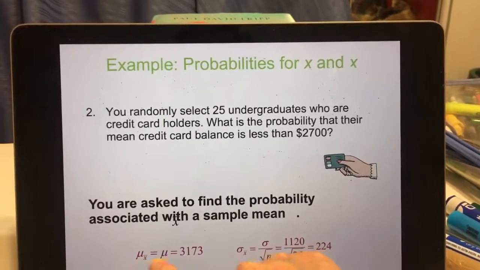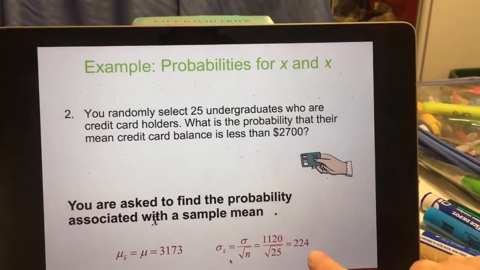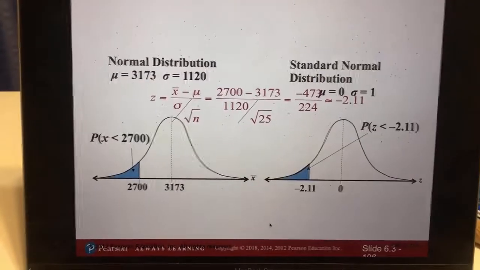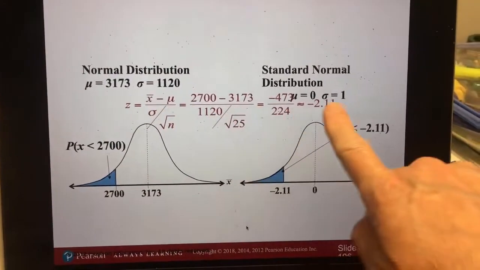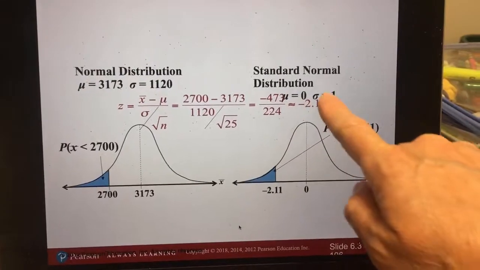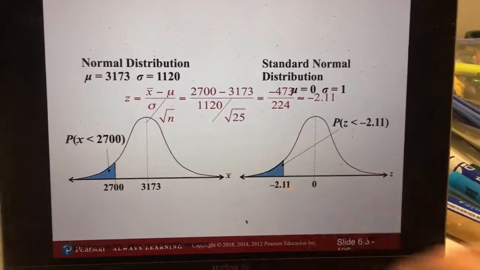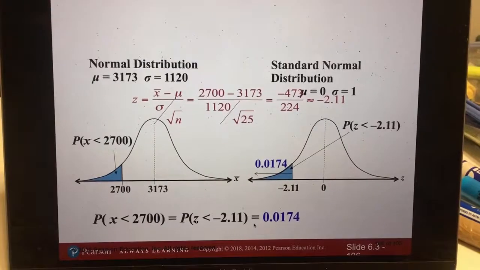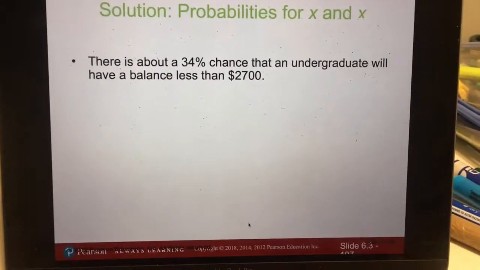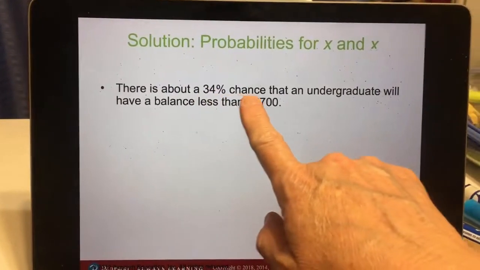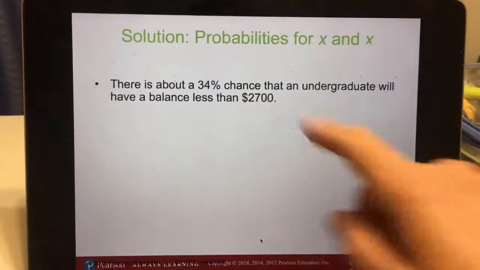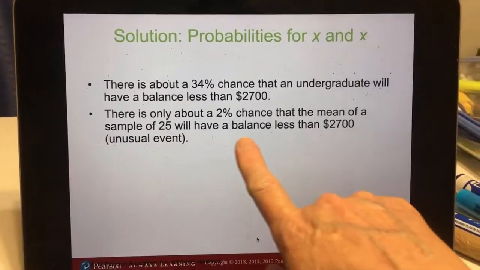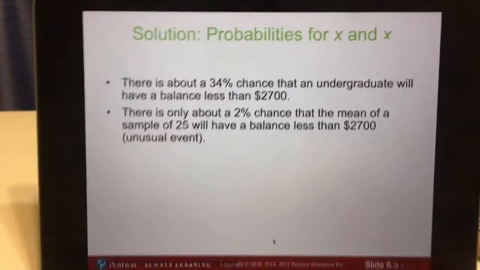So we're going to have our mean equal to the original mean, and we're going to get our standard error of the mean in the right calculation, and we're going to find the z-score that goes with it, negative 2.11. That's going to be much less usual, isn't it? It's past the negative 2 mark, and it's going to have a much lower probability, and its probability is 0.0174. Okay, so the conclusion: there was about a 34% chance that an undergraduate will have a balance less than 2,700, but there's only a 2% chance that a mean of a sample of 25 will have a balance of less than 2,700. It's an unusual event.